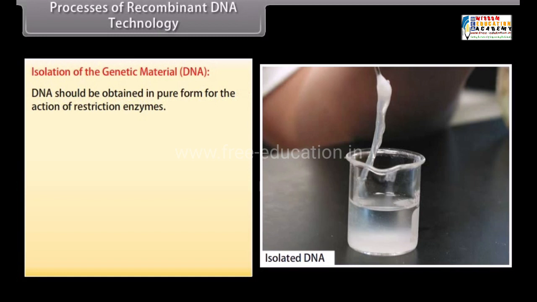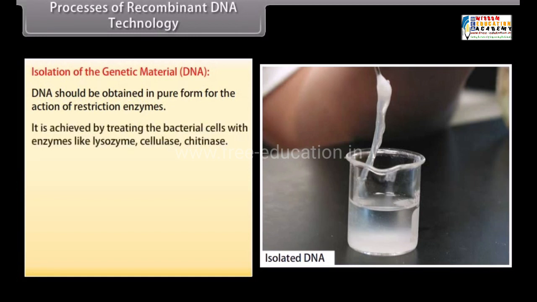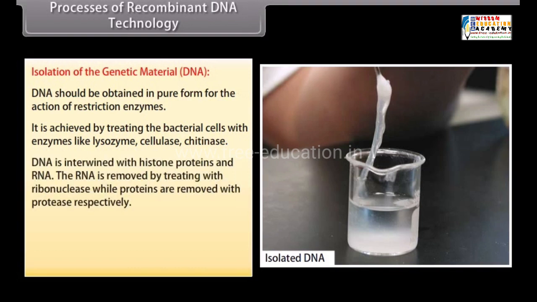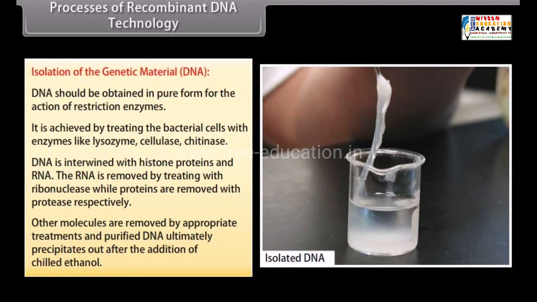DNA should be obtained in pure form, free of the action of restriction enzymes. It is achieved by treating the bacterial cells with enzymes like lysozyme, cellulase, chitinase. DNA is intertwined with histone proteins and RNA. The RNA is removed by treating with ribonuclease, while proteins are removed with protease, respectively. Other molecules are removed by appropriate treatments, and purified DNA ultimately precipitates out after the addition of chilled ethanol.